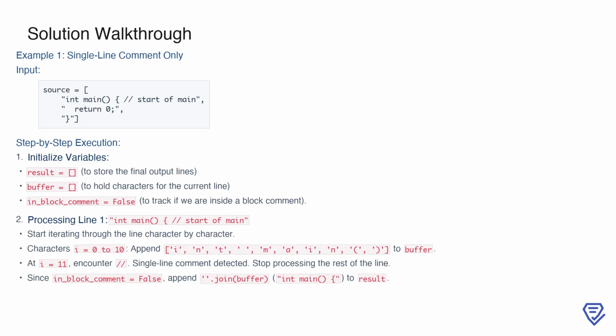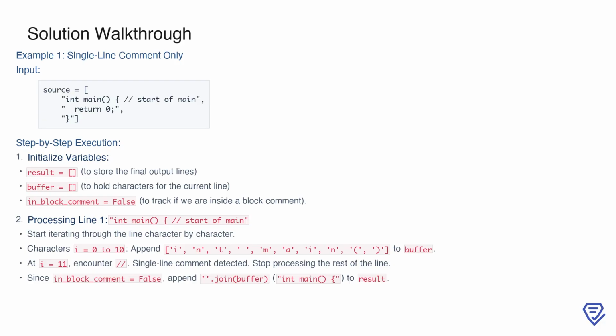In this example, we start with a simple input that contains a single-line comment. The first step is to initialize three essential variables: result, which will store the final output lines, buffer, which temporarily holds characters for the line being processed, and in_block_comment, a flag to track whether we are inside a block comment.